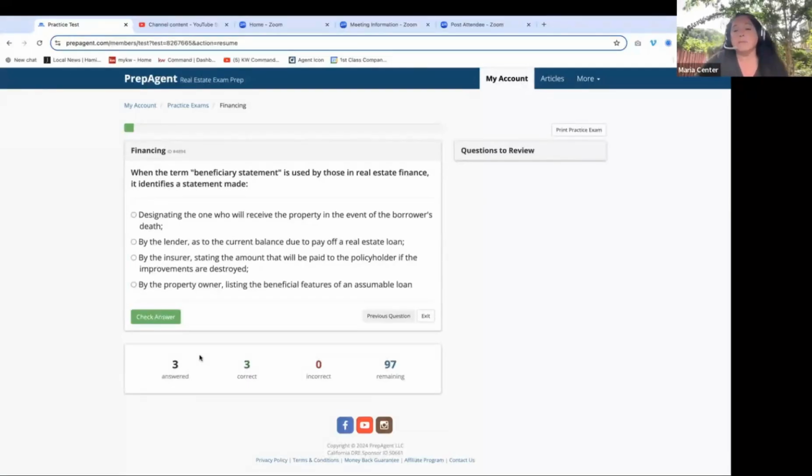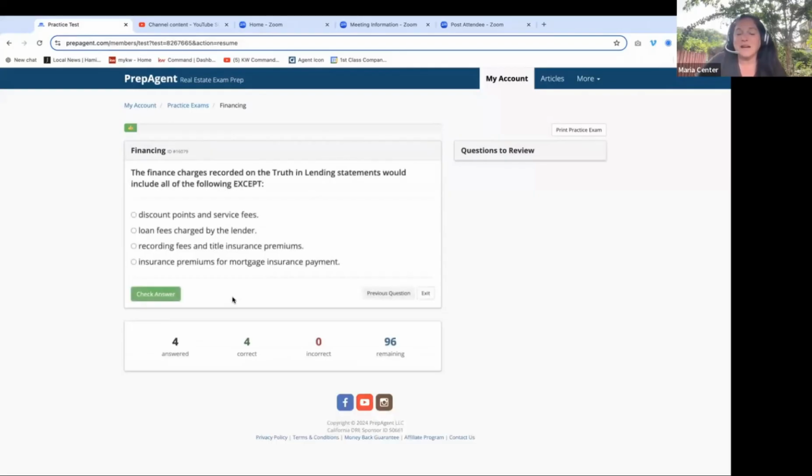What we need to remember on beneficiary statements is that it's talking about the current payoff of the loan. We hear that term beneficiary, we might go to A because we're thinking that person's the beneficiary if the person dies. But nope, this is the payoff statement. This is showing what we owe on this loan at this time. And that's what the beneficiary statement means.